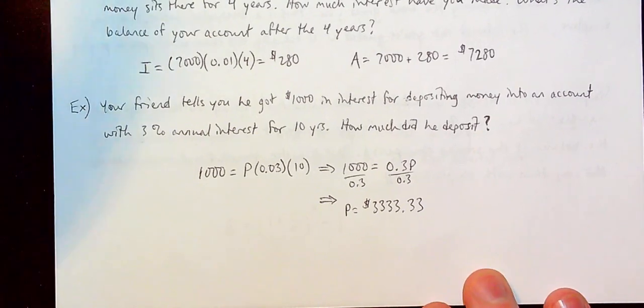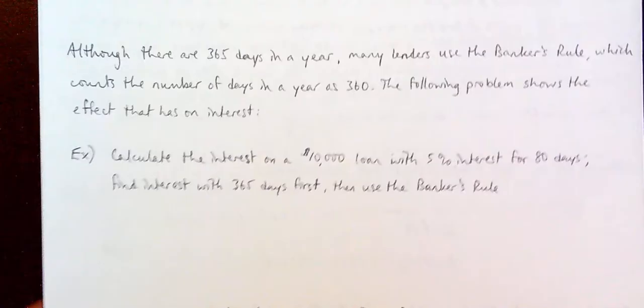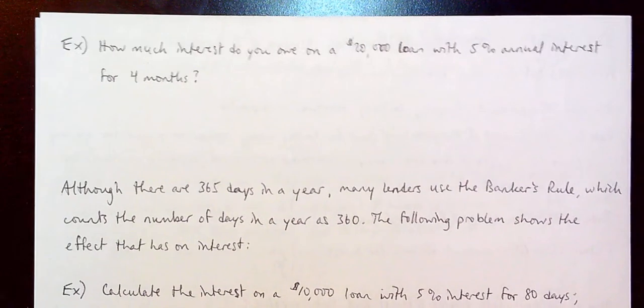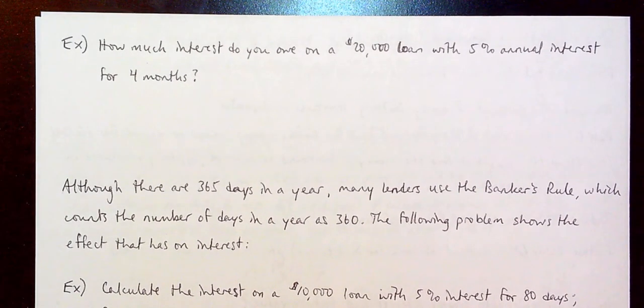Sometimes the time period which we have our loan or we have the money inside of our savings, perhaps it's not quite 1 full year yet. So here's a sample problem where we can see something like that. How much interest would you owe on a $20,000 loan that has a 5% annual rate of interest for 4 months?